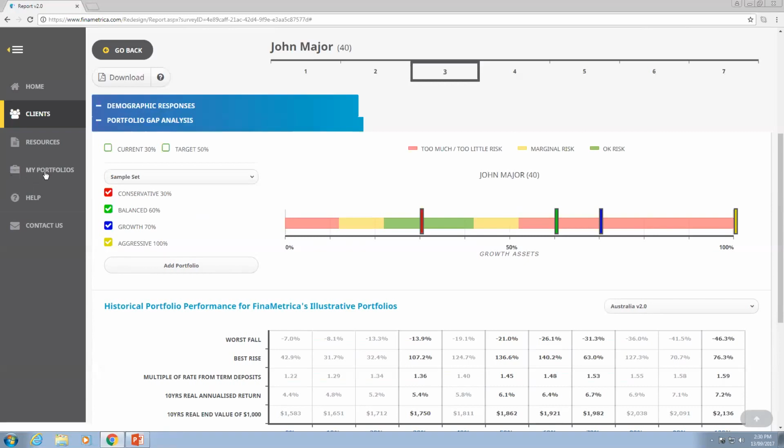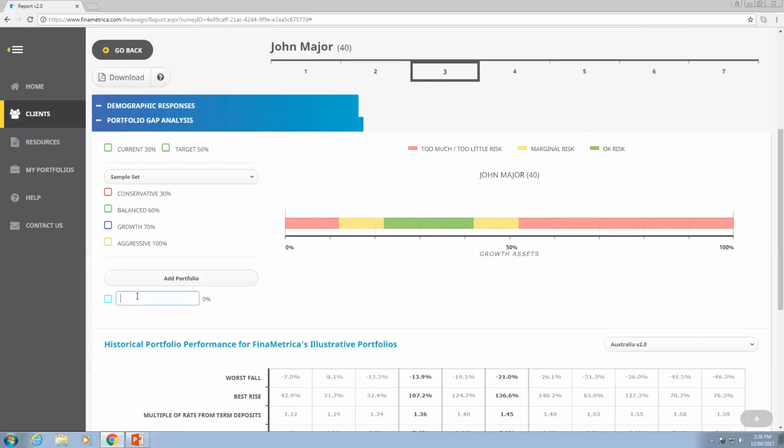Model portfolios can be entered in My Portfolio section of the site, and then they'll be able to appear here in the drop down for you to select from. There is no limit to the amount of model portfolio set you wish to enter in the system. You can also add in ad hoc portfolios as you go by clicking here. For example, you can put in a retirement portfolio, tick this, and compare that to the client's comfort zone. So the retirement portfolio may currently be there at 40% growth asset, and that's clearly within John's comfort zone.